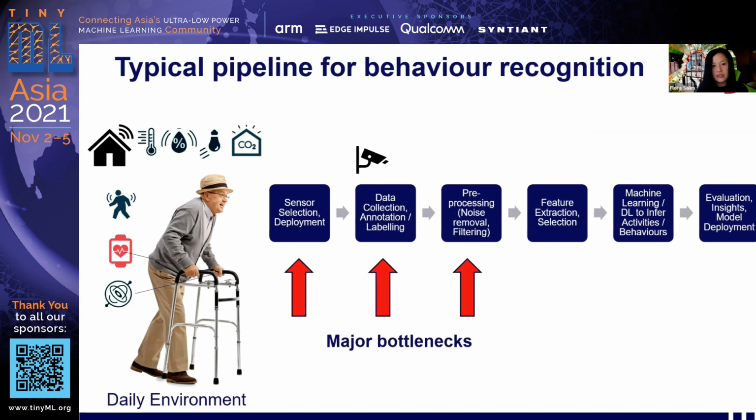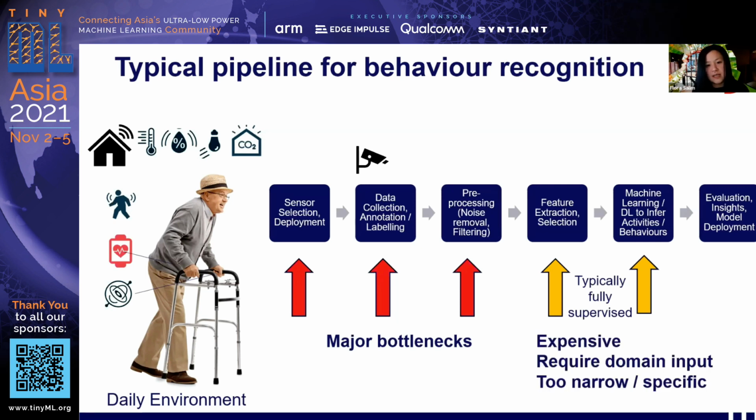And also, having to annotate the data means people need to be observed, often using cameras in their natural environment, let's say in aged care, or in a factory, or in a mining site. So all these different areas, because a lot of machine learning models these days rely on labels, and these approaches are typically fully supervised. So again, these are expensive because they require domain input and are too narrow or specific.